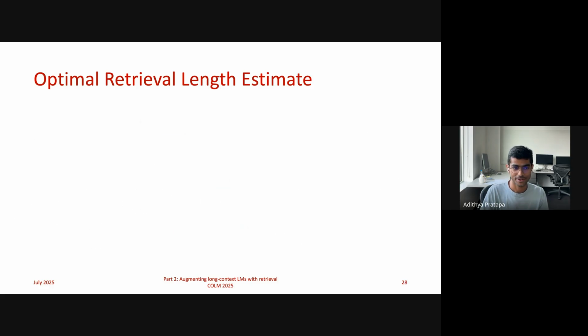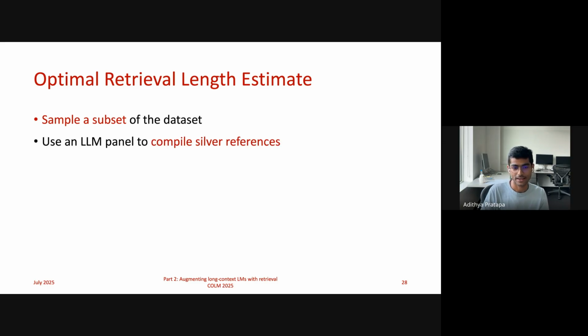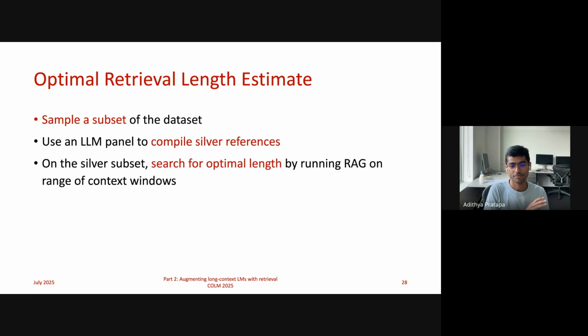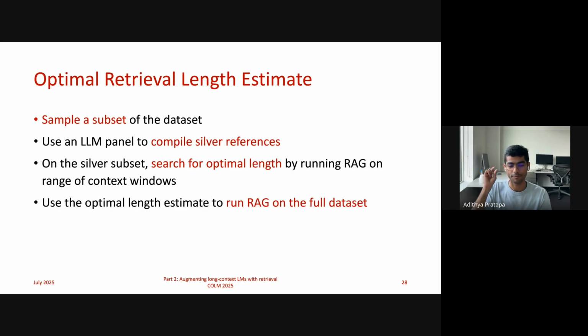But before I dive into the results, I want to highlight core parts of our method. Sampling the subset of the dataset is one part. Using the LLM panel to compile silver references is the second step. Once we find the silver references, we search for the optimal context length by running RAG across a range of context windows. And then finally, we use that optimal length to run RAG on the full dataset.